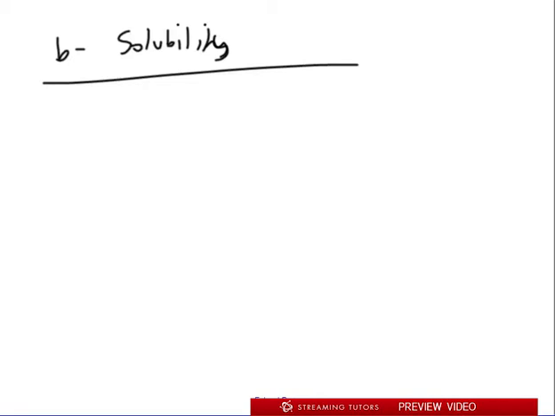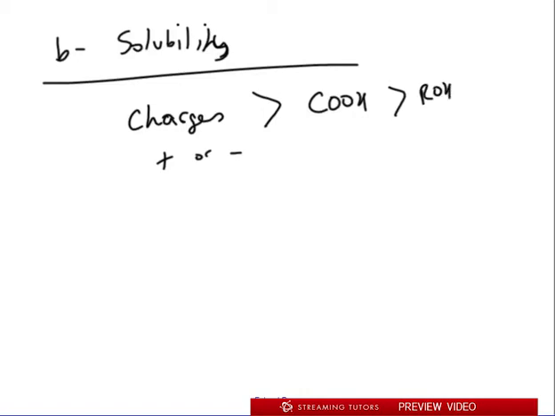Now let's talk about B. Let's talk about solubility, and that's the other property. So for solubility, what you have to note is that first off, in general, this is always true. Charges are always the most soluble. Charges are the best, positive or negative, okay? Then you have carboxylic acids. So carboxylic acids are next up in the solubility trend. And after that, of course, you have alcohol and then other polar molecules, okay? These are the solubility trends that we look for.